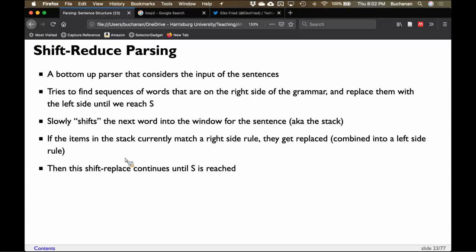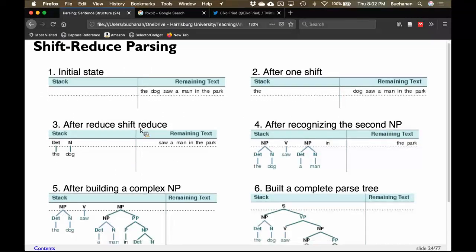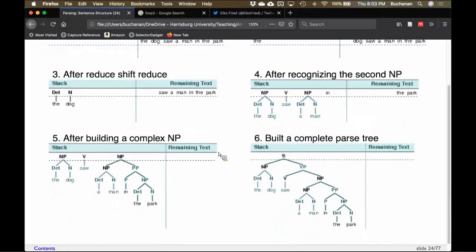And then this whole shift-reduce process works until it's done. So here's an example. The stack. The first word happens, the. In our grammar, the is labeled as a determinant. The next word happens, dog. That's a noun. There are steps between these two, but after it sees these two together, it goes, oh, determinant, noun. That's a noun phrase. So this becomes the noun phrase. Saw becomes a verb. And so on.